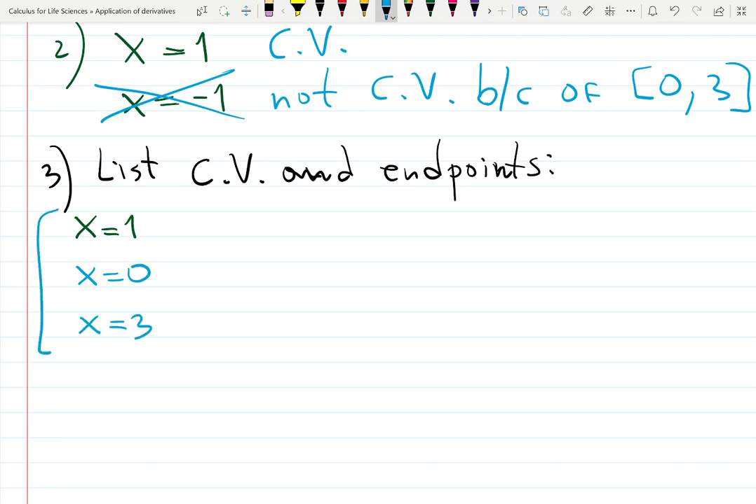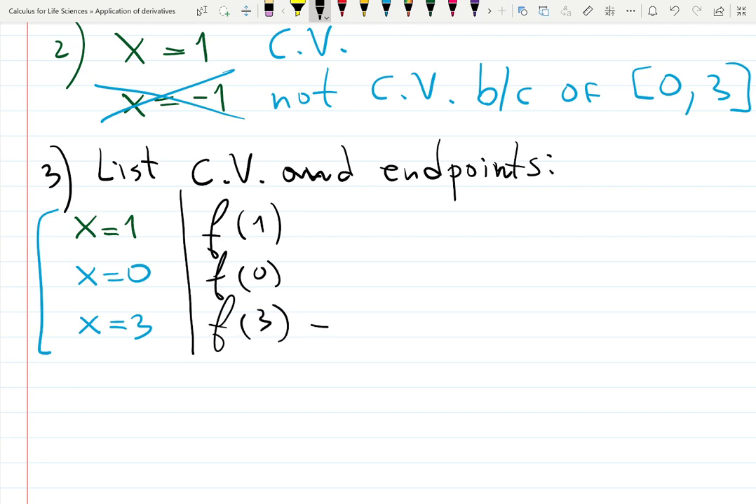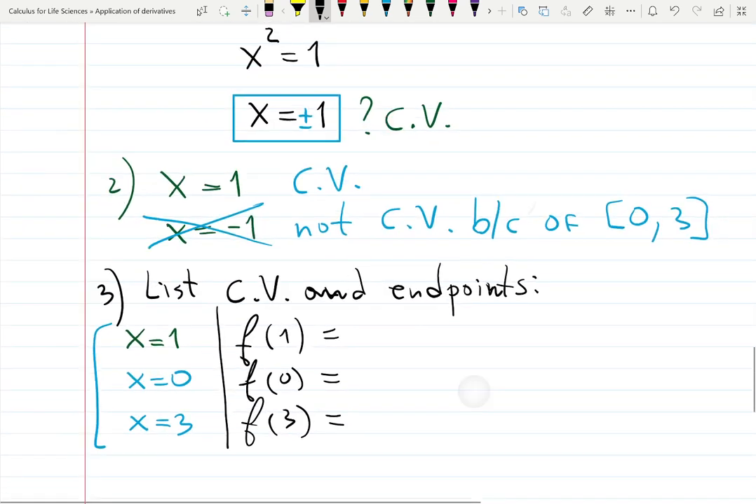These are 3 candidates for the global maximum and global minimum: between 0 and 3, and at the endpoints 0 and 3. How do you find out if any of them give you a maximum or minimum? You plug them into the original function: f of 1, f of 0, f of 3, and then choose the winner, the biggest output and the smallest output. The idea makes sense, but let me know if it doesn't. So you choose the biggest output, which gives you the maximum.